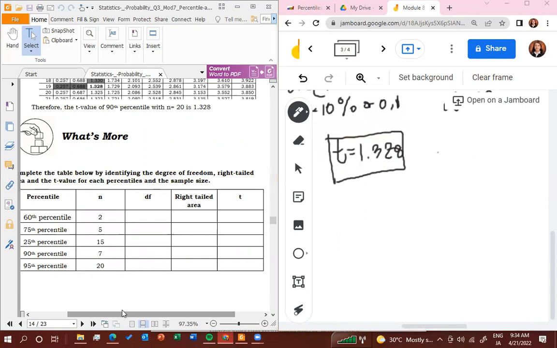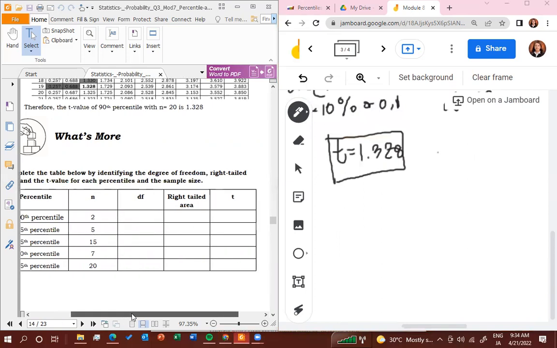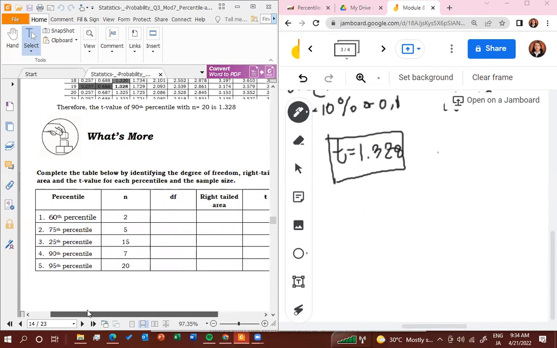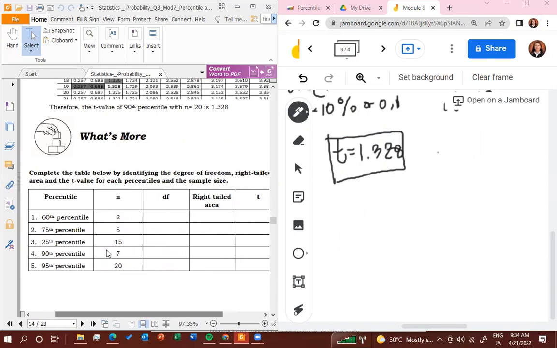Okay, so complete the table below by identifying the degrees of freedom, right-tailed area, and the p-value for each percentile and sample size. Let's try to look for number 1 together. So try to look at the answer. There is no solution to guide us here, so it's really just us.